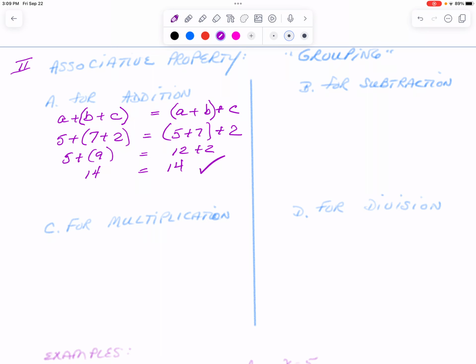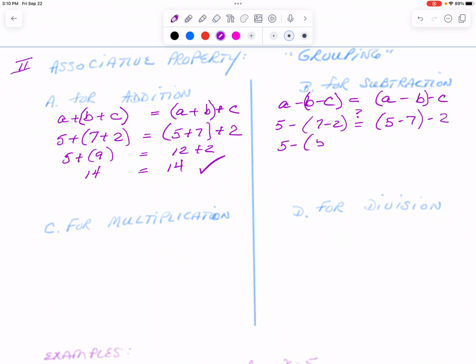Same kind of problem, but you're going to see that this does not work. So if I group these two and then come over here and keep the same order, because I'm not working on commutative, I'm working on associative, which is a grouping, am I going to have a problem with that? So let's take the same three numbers. 5 minus 7 minus 2. Is that the same thing as 5 minus 7 minus 2?